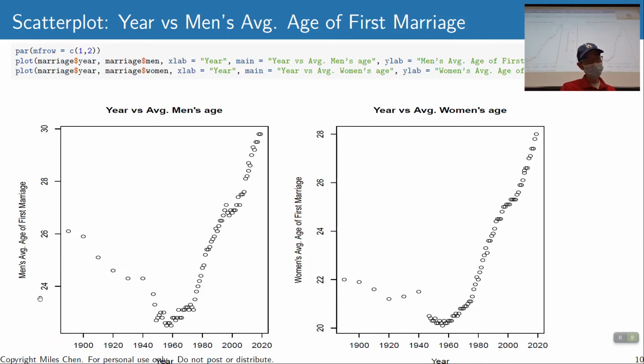And on the y-axis, I'm putting the average age of first marriage. And here, this one is for men, and this one is for women. And what do we see? We see similar patterns, but also something quite different here, okay?